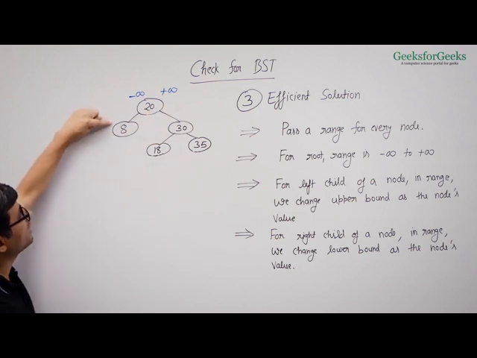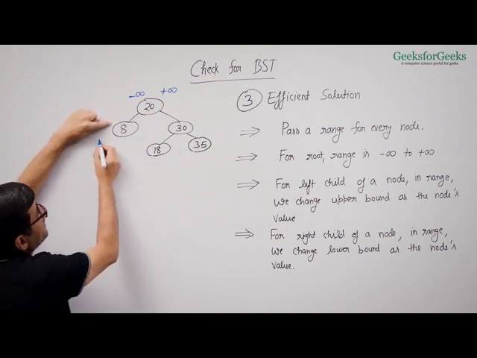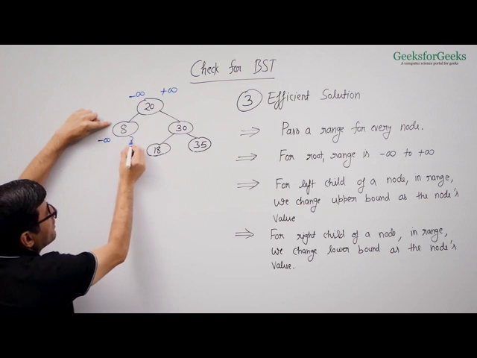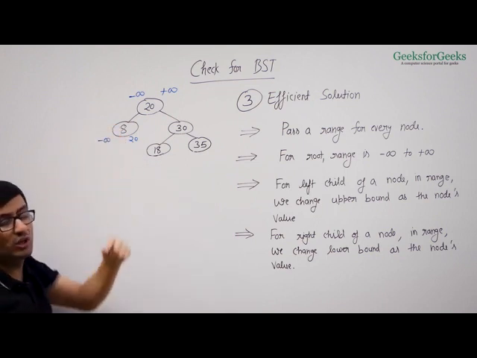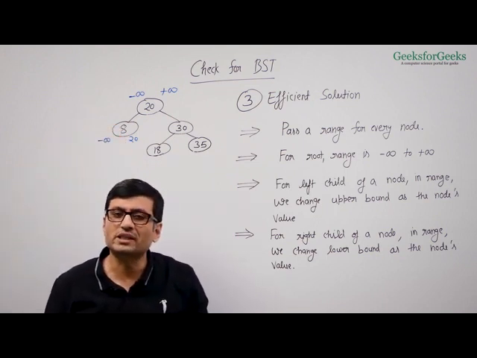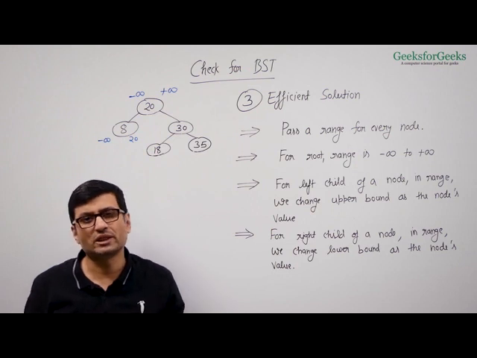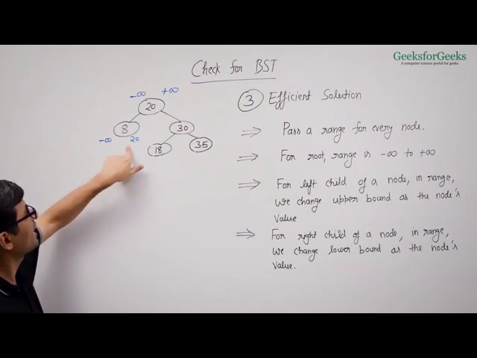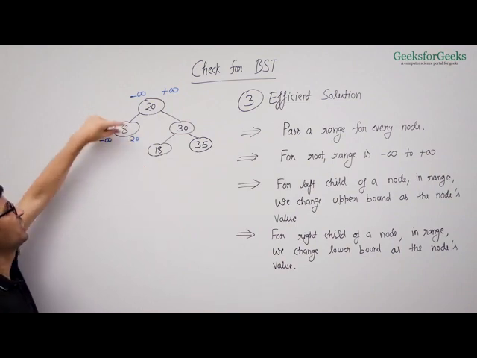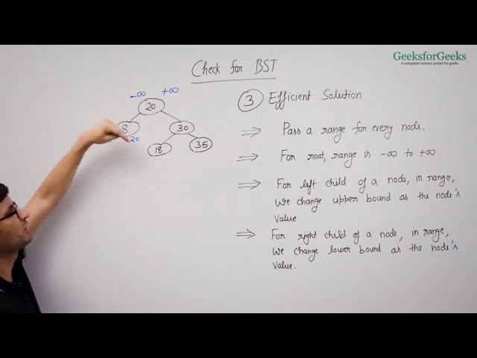Now when we go down the left subtree, we change the range from minus infinite to 20. So this value should be from minus infinite to 20, and 20 is not included. In BST, we consider only distinct values. If there are same values, we say it's not BST. So this node has value in this range. It has value 8, which is from minus infinite to 20.